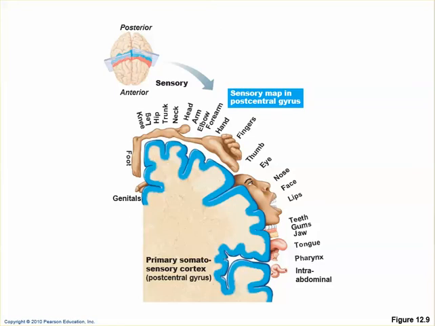So the homunculus for this is very similar to the motor one, with the hands being quite large, face, lips, tongue, quite large. Again, this is the insula in here, and that's where the gustatory is.